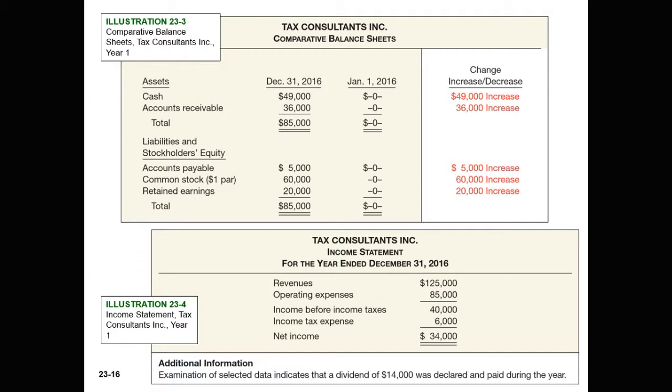One way that you can see that is that there's net income of $34,000. That net income of $34,000 when closed out to retained earnings would leave an amount in retained earnings of $34,000. As there is only a balance of $20,000 in retained earnings, this is evidence of a $14,000 dividend that was declared and paid.